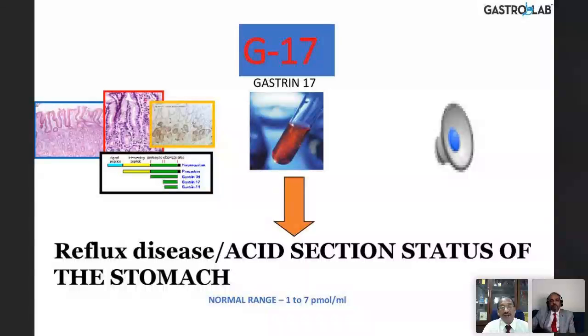So the reduced gastrin 17 may mean the acid secretion status of the stomach is a hypersecretory state. The G17 is low because acid inhibits the production of gastrin. And also it could mean the patient might have reflux disease.